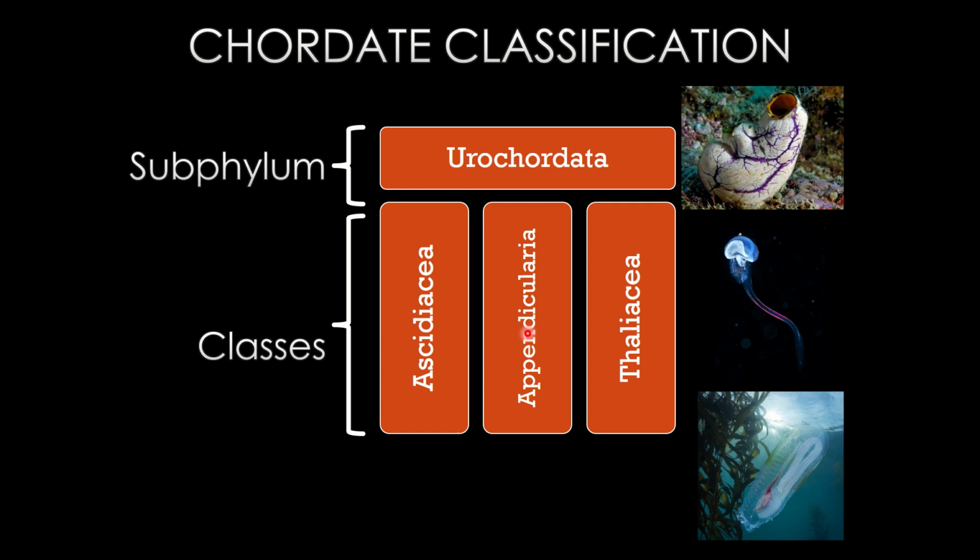Okay, you've got three classes. You've got ascidians here, okay? And the ascidians are what we've been looking at already. Okay, they're called sea squirts. Tunicates, sea squirts.